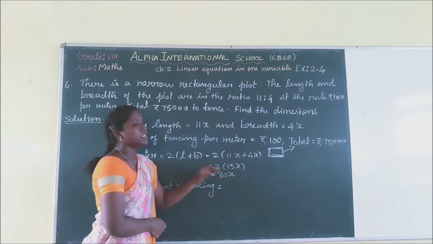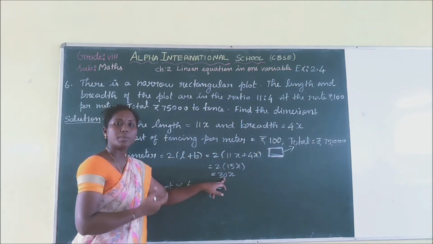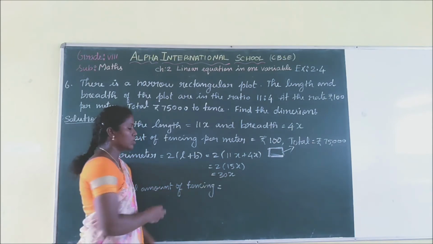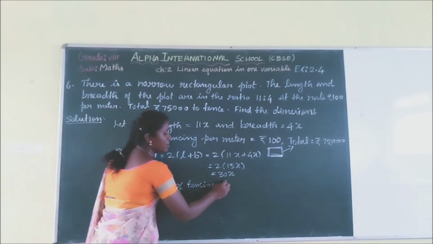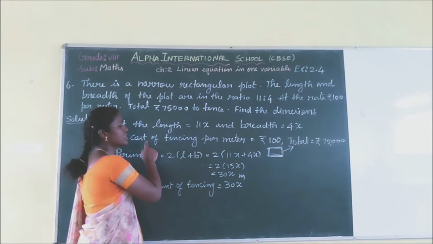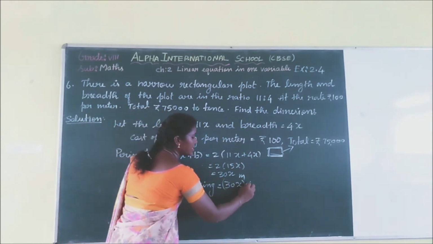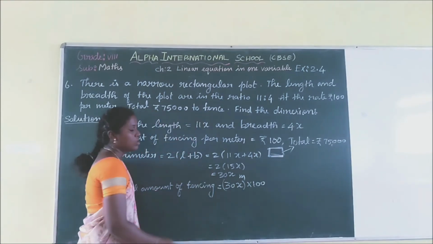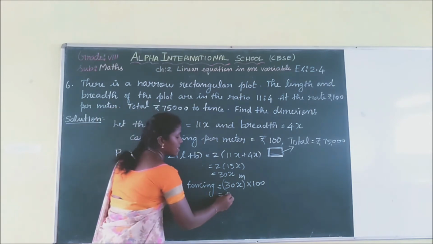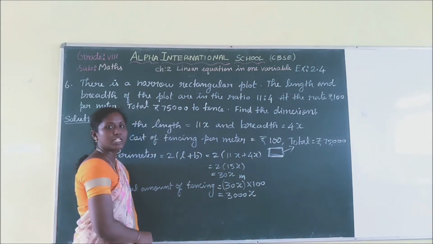Now the total cost is given as 75,000, but we now have the perimeter in hand, so we can calculate the total amount using this perimeter. The total amount for fencing: the perimeter is 30x meters, and the cost of fencing per meter is rupees 100. So we multiply 30x into 100 and we get the total cost of fencing: rupees 3000x.